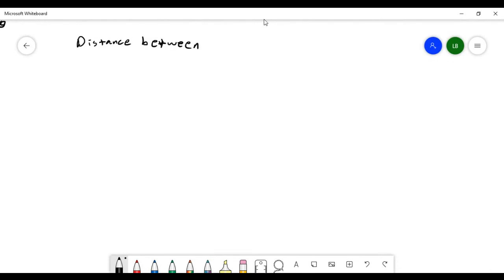between a point and a line. And again, I'm going to call it point Q, and the line.